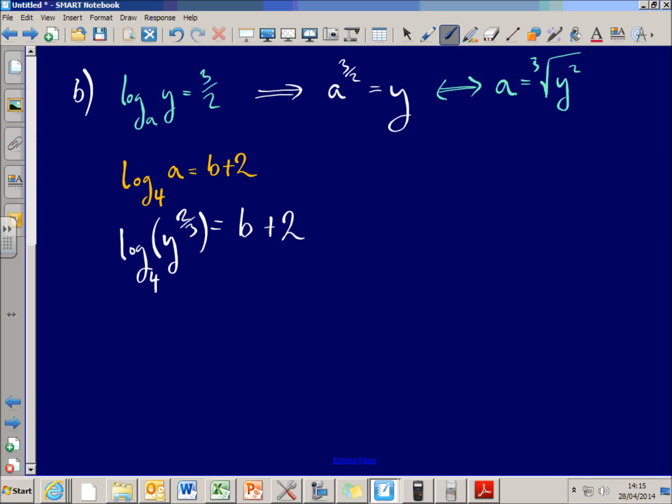Right, does everyone agree with that? So the first thing told me what y was in terms of a, and I've rearranged for a in terms of y. And the second thing gives me an expression for a, so I've changed it for y. And now I've just got to deal with this thing here. So this thing here says that log to the base 4 of that equals b plus 2. So that must mean that 4 to the power of b plus 2 is equal to y to the power of 2 over 3. Is that right?